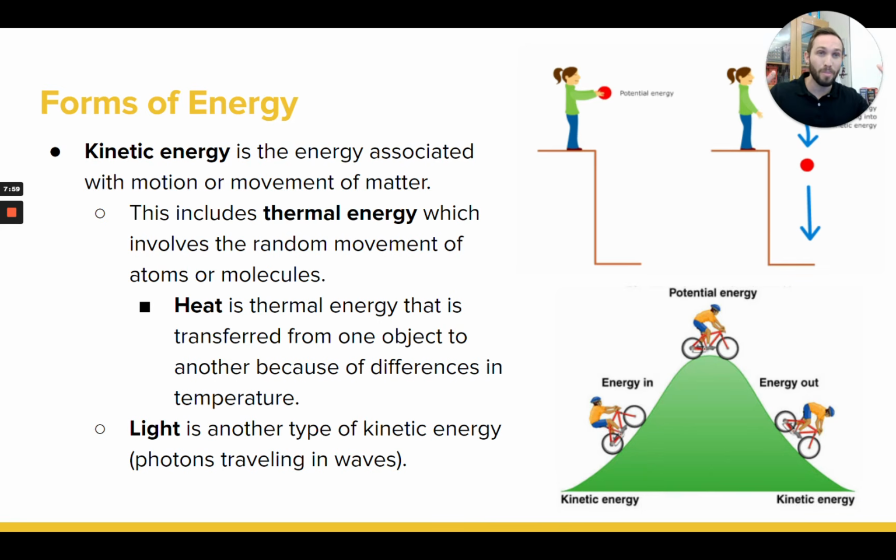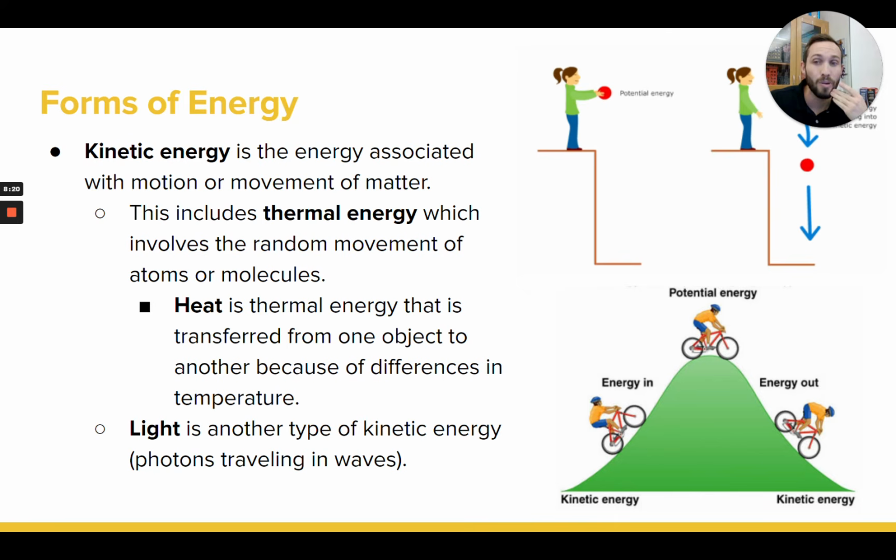Same thing with the molecules in this air. If I was in a very cold room, it's because the molecules in the air are moving slowly. Whereas if I was in a room where the air is really hot, that's because the molecules are moving a lot faster. That's what heat or thermal energy is. It's how fast those particles are moving. That's an example of kinetic energy that we often don't think about.